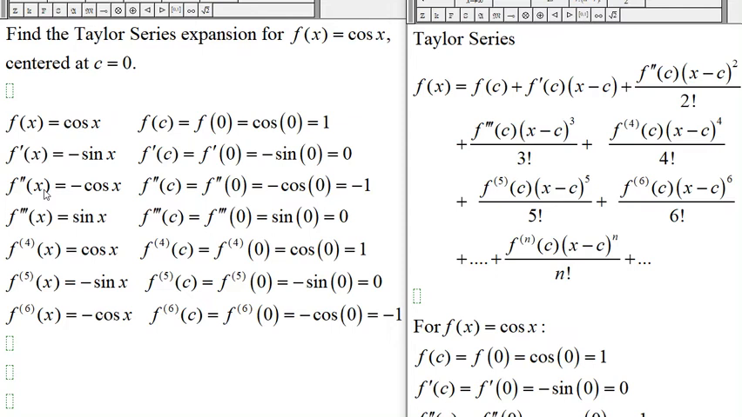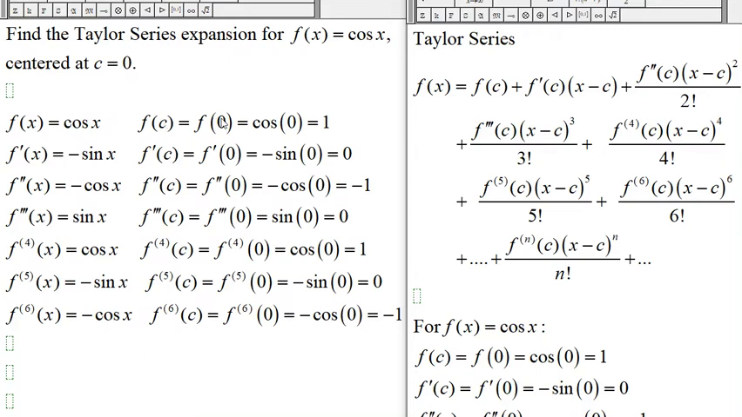The second derivative, the derivative of negative sine of x, is negative cosine of x. The third derivative is sine of x. The fourth derivative is cosine of x. The fifth derivative is negative sine of x. And the sixth derivative is negative cosine of x. And then for each derivative, we evaluate it at c equal to 0.